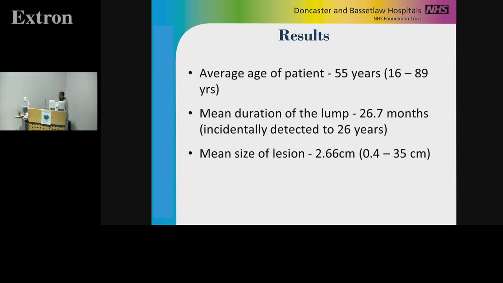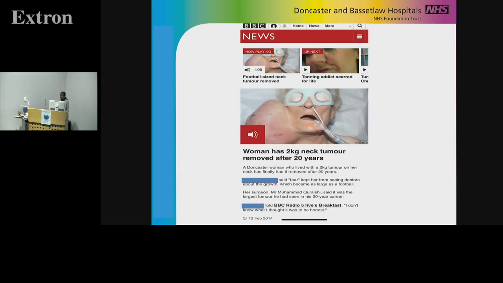The age of the patients ranged from 16 to 89 years with a mean of 55 years. The mean duration of the lesion noticed by the patient prior to presentation was nearly 2 years. The size of the lesion ranged from 0.4 to 35 centimeters with a mean of 2.6. This was the largest lesion excised, which weighed nearly 2 kilos. This was reported in the press all over the UK. She underwent a total conservative parotidectomy with no residual facial weakness.